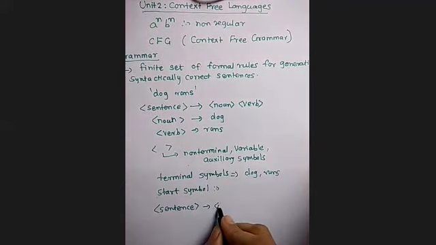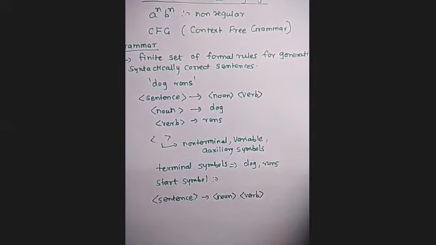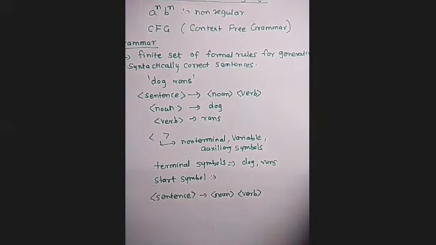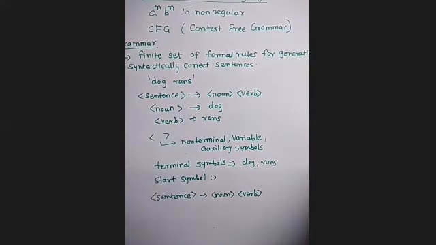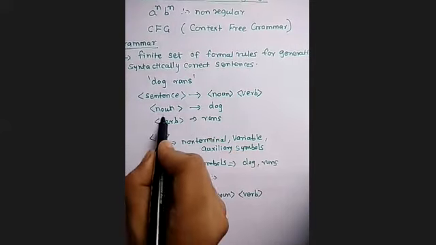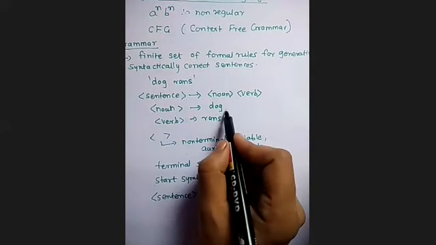Here we are writing noun, verb. So what we did, we replaced sentence by its right hand side. Now here the rule is what? Non-terminals are there on the left hand side of this rule. Okay, so this rule is what? This is the left hand side, and this is the right hand side.